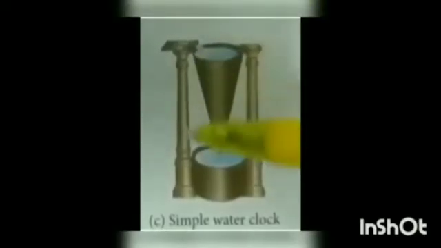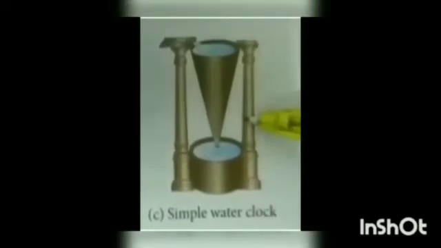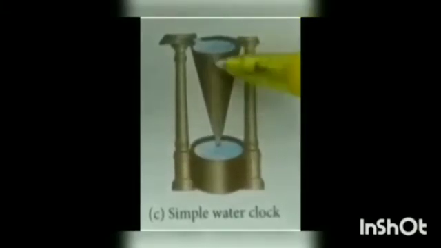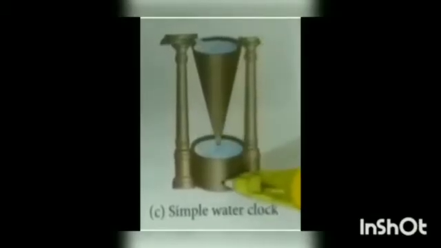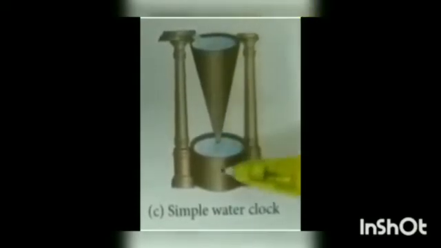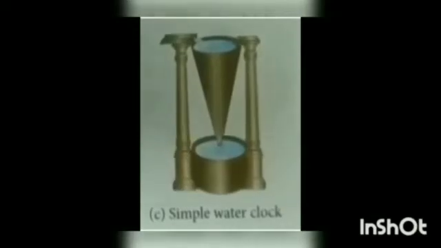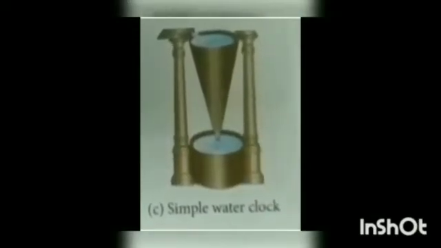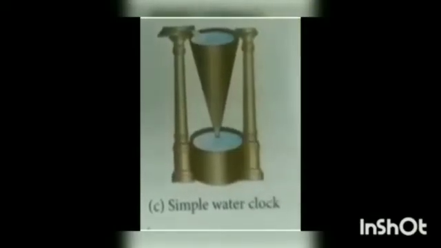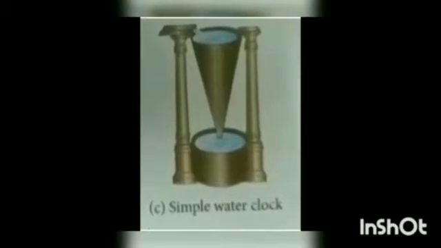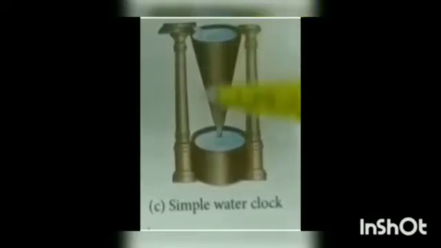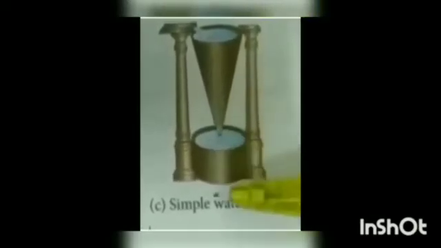Another ancient device used to measure the time is the simple water clock. A water clock uses the rate at which water drips from one vessel to another to measure time intervals. Water was allowed to drip from one vessel to another vessel kept at a lower level. The time taken by the entire water to drip from upper vessel to lower vessel was used for measuring time intervals. Every time the upper vessel is filled with water, its water takes exactly the same time to drip into the lower vessel.